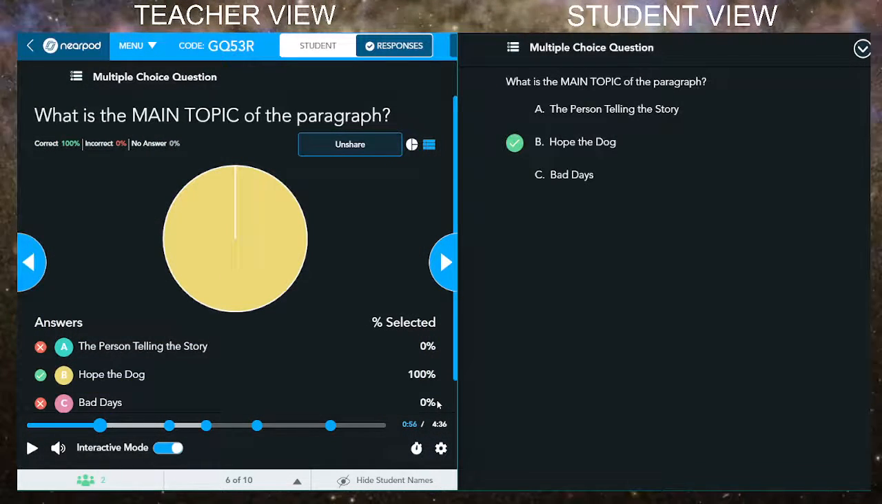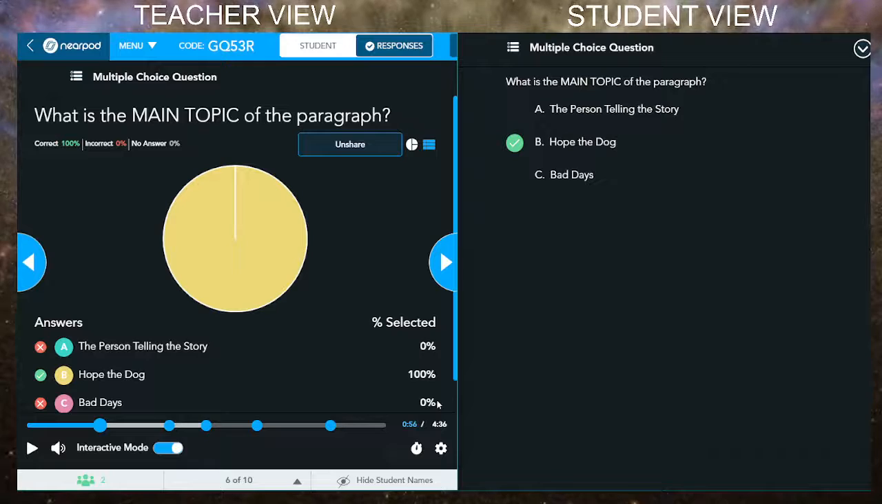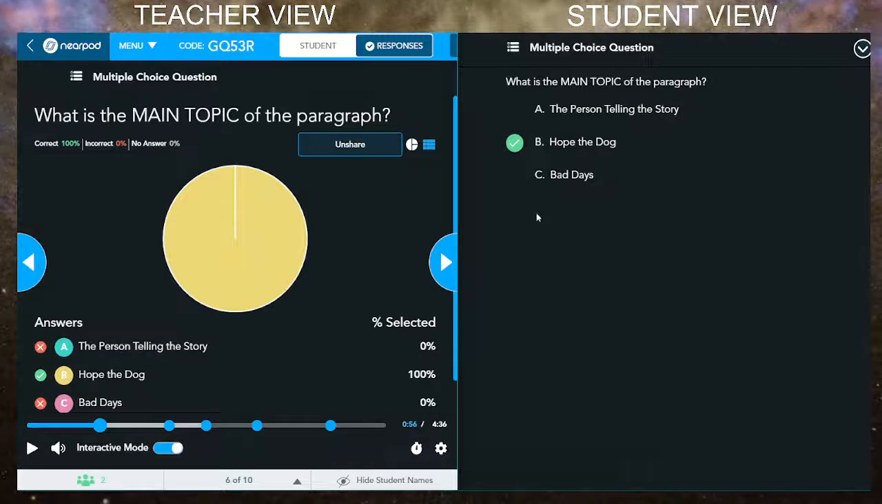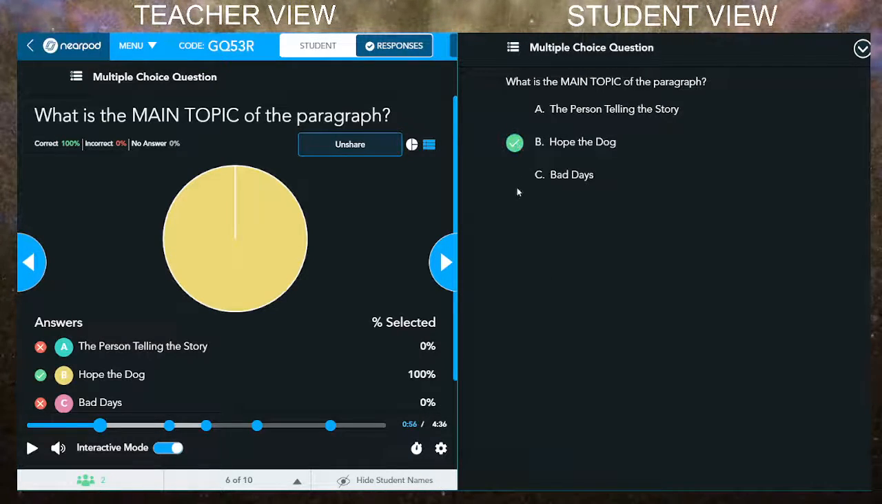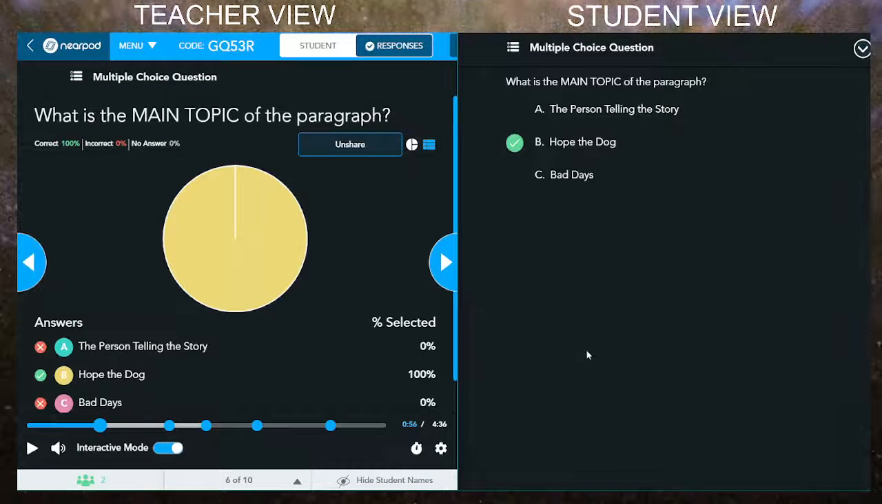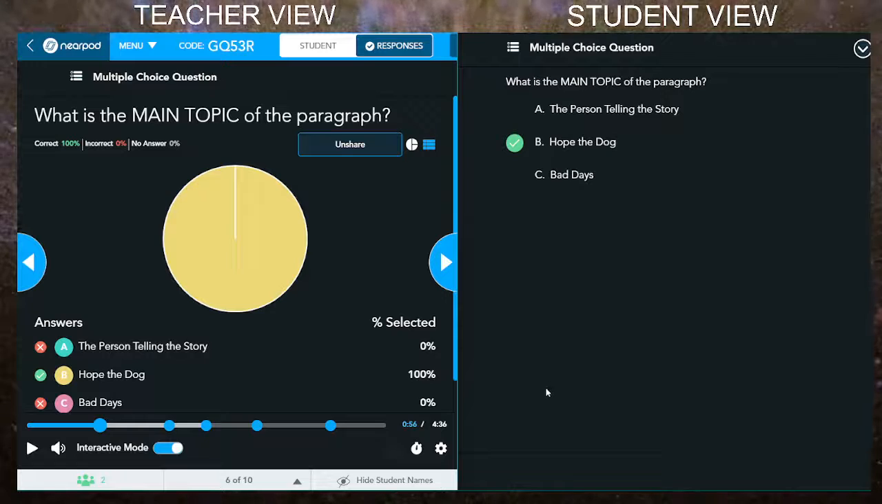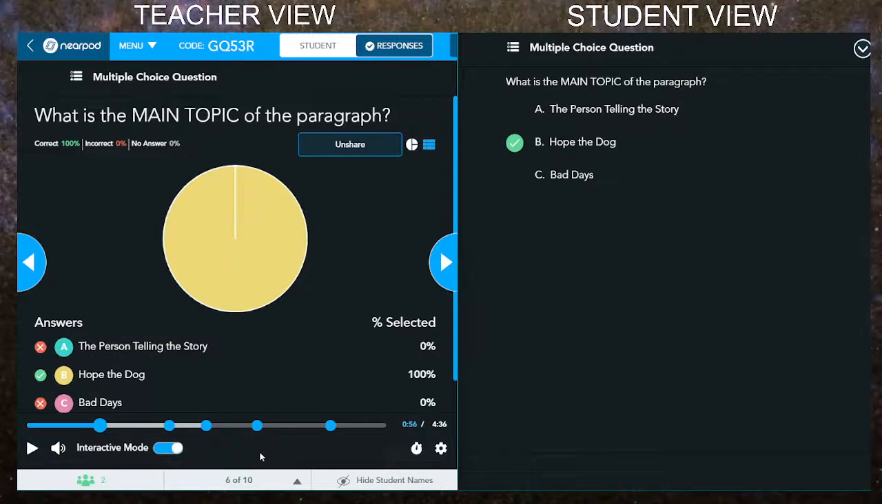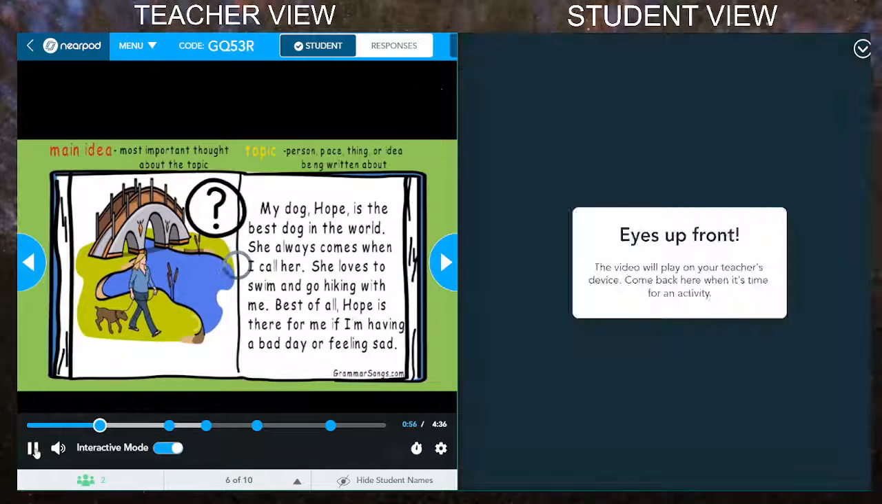So the paragraph we just read, what is the main topic of that paragraph? All right. Awesome. So it looks like everybody selected Hope the dog. Very good. You're right. It is about Hope the dog. Our main topic of that paragraph is about Hope the dog.